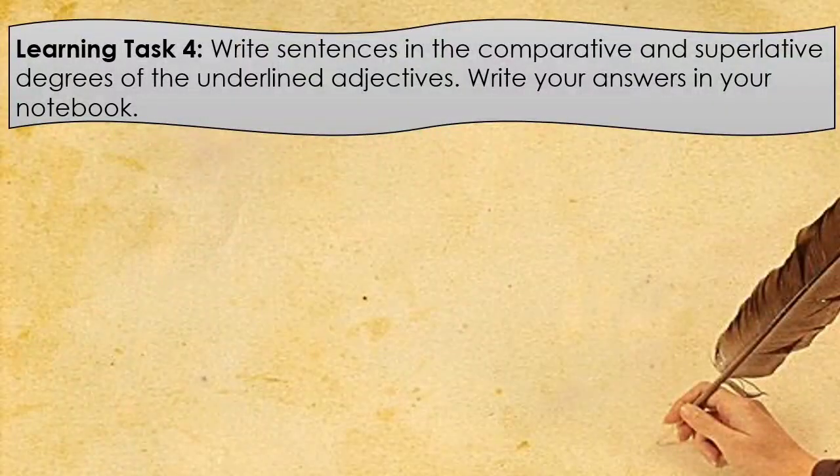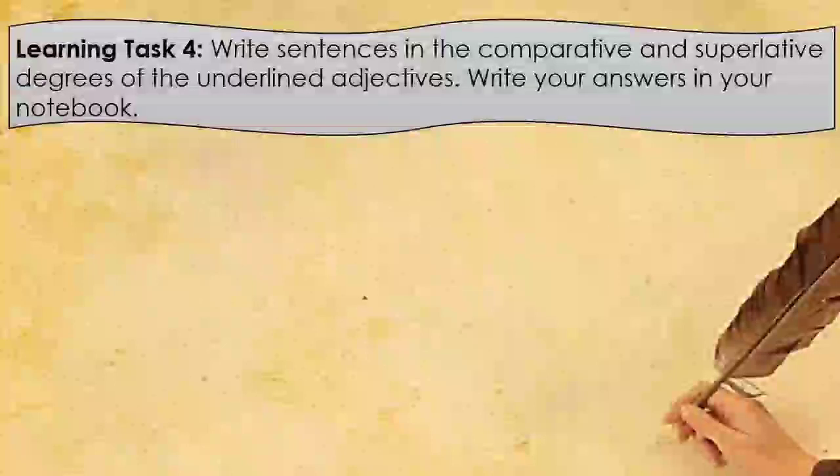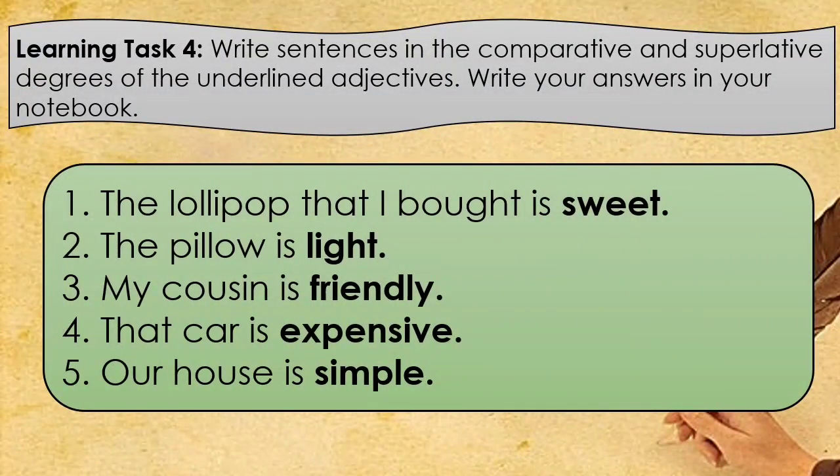Now, for your learning task 4, write sentences in the comparative and superlative degrees of the underlined adjectives. Write your answers in your notebook. Number 1. The lollipop that I bought is sweet. Number 2. The pillow is light. Number 3. My cousin is friendly. Number 4. The car is expensive. Number 5. Our house is simple.